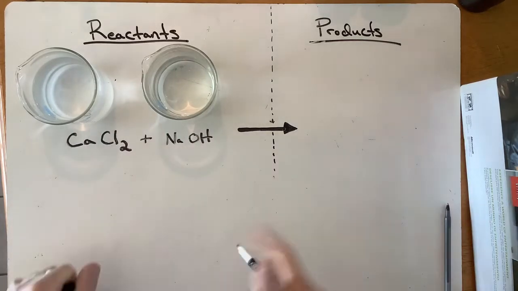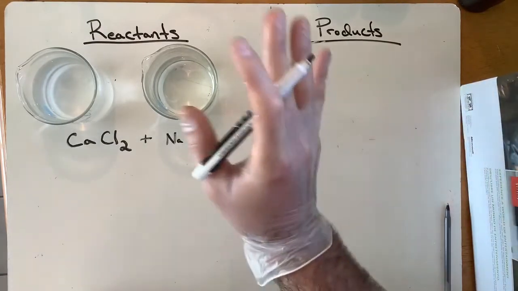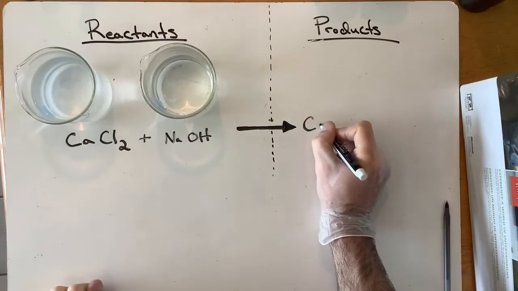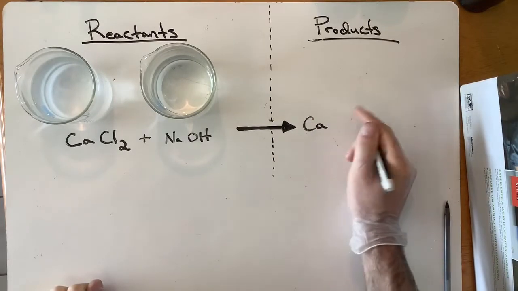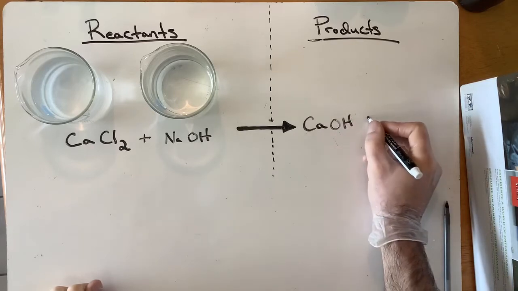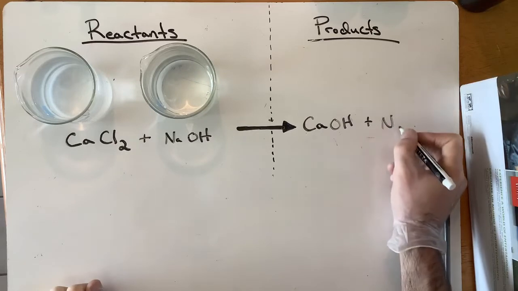So what's going to happen is I'm going to end up over on this side of my products, what was just produced in that test tube. I'm going to end up with some calcium hydroxide, and I'm going to end up with some sodium chloride.